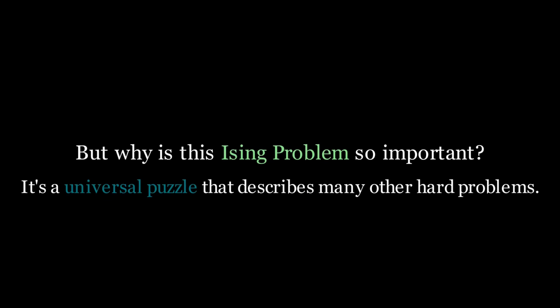But you might be wondering, so what? Is this just a niche problem for physicists studying magnets? Or is there something deeper going on here? It turns out this Ising problem is actually a universal puzzle, one that secretly describes a huge number of other difficult problems that seem completely unrelated at first glance. To see how, let's take a look at one of those other problems. It's a simple puzzle that you could try to solve yourself, the number partitioning problem.